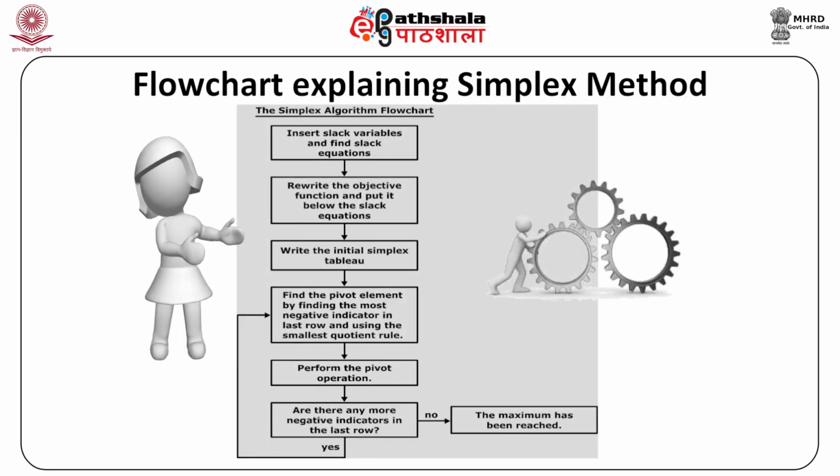We shall now understand the flowchart explaining the simplex method. The simplex algorithm flowchart starts with inserting slack variables and finding slack equations, then rewriting the objective function and putting it below the slack equations, then writing the initial simplex tableau, and finding the pivot element by finding the most negative indicator in the last row and using the smallest quotient rule for the row. Perform the pivot operation. Are there any more negative indicators in the last row? If yes, go back to pivoting. If no, the maximum has been reached.